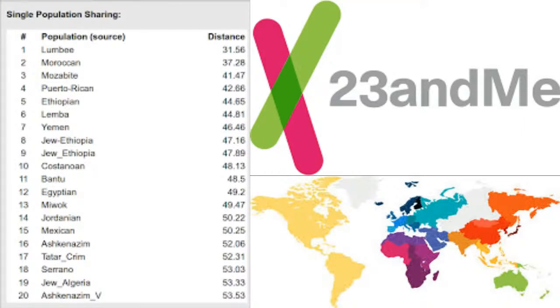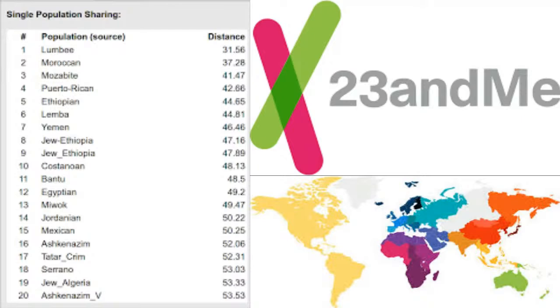Costanoan at 48.13. Bantu at 48.5. Egyptian at 49.2. Miwok at 49.47, which is a type of Native American. Jordanian at 50.22. Mexican at 50.25. Ashkenazim at 52.06. Tatar Crimean at 52.31. Serrano, which is another type of Native American, at 53.03. Jew Algeria at 53.33. And Ashkenazim V at 53.53. So yeah, family, I didn't think about it, but I should have put my two population results too. But I thought this was sufficient.